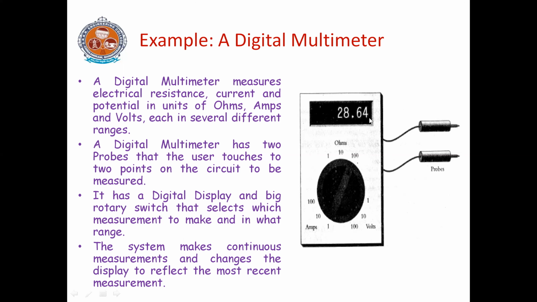Here the current or potential, anything, whatever has been touched on your circuit, that particular value will be displayed on this digital display. And also if you observe here, you also have a rotary switch.